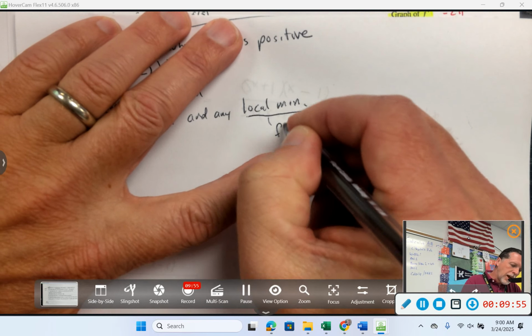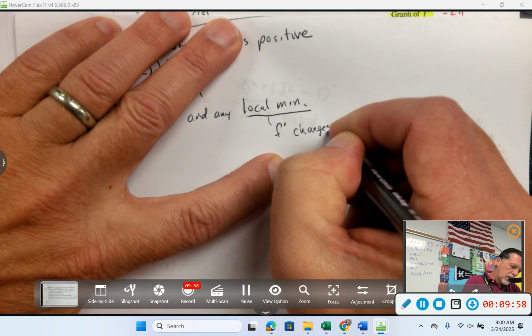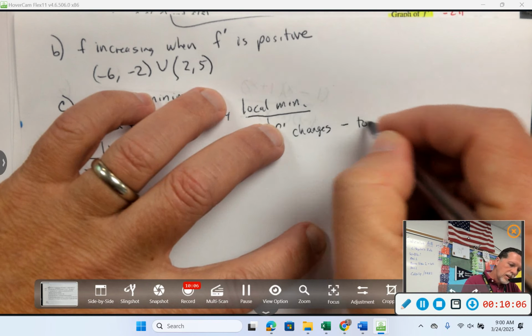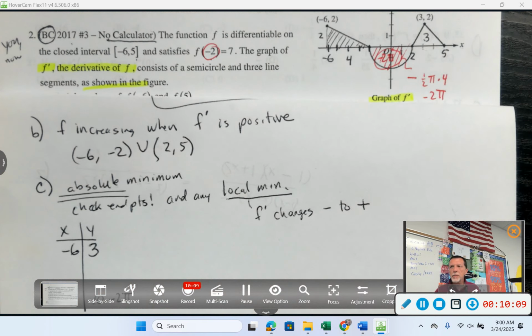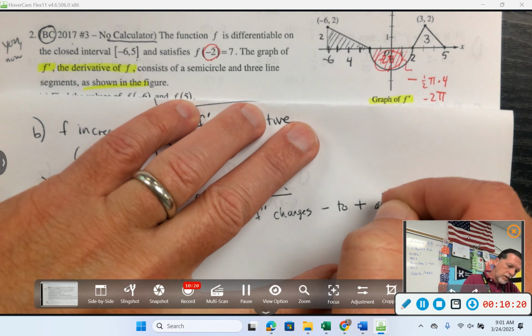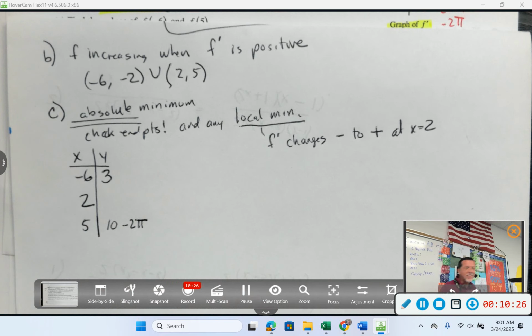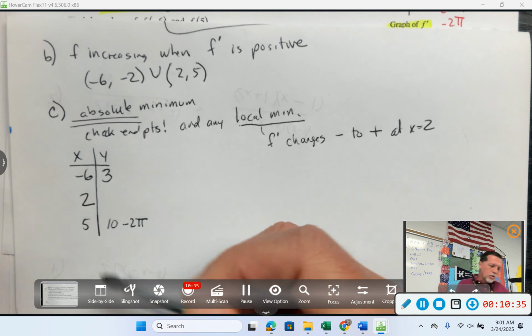Let's see, that would be where f prime changes from negative to positive. So I look at my picture. At what value does f prime change from negative to positive? At 2. Okay, so the fancy word for what I'm doing is the candidates test, but you don't have to know the name for that. I'm checking out the candidates and seeing who's got the lowest: the endpoints and the local minimum.